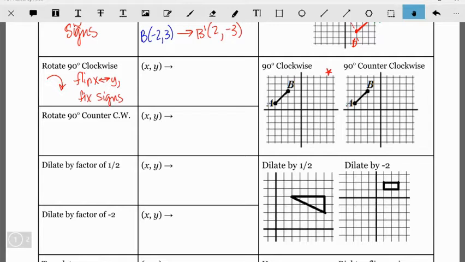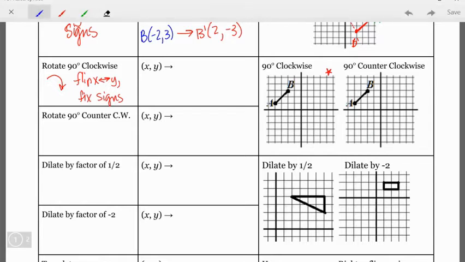So for a 90-degree turn, again, let's start with our coordinates. A was at (-4, 1). B is at (-2, 3). I made one 90-degree turn. So for my new A, flip-flop the 4 and the 1. And then if it's in the first quadrant, both of the coordinates have to be positive. For B, my new B, flip-flop, so 3 comes first, 2 comes second. They're in the first quadrant, so both signs have to be positive.